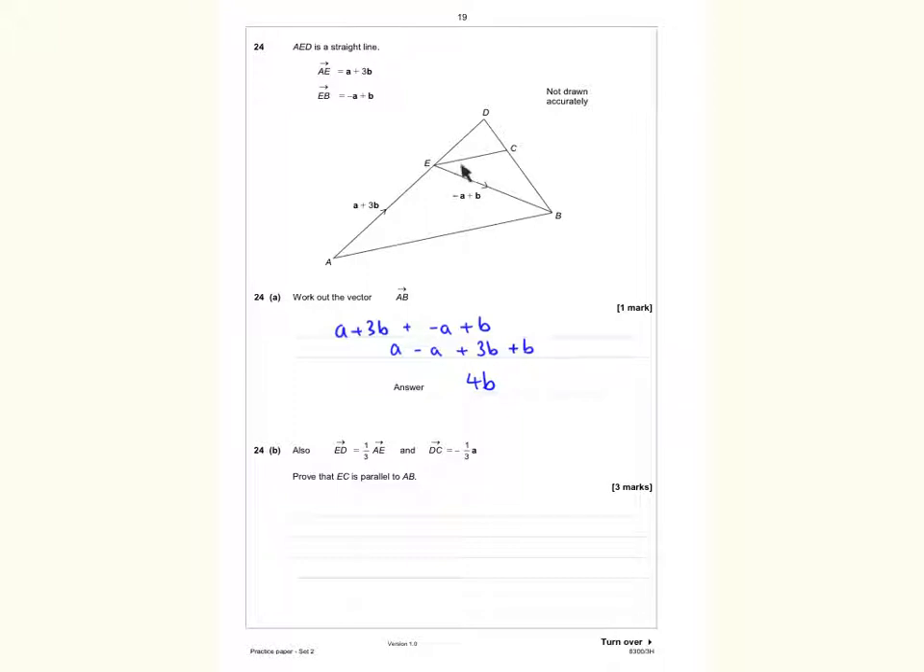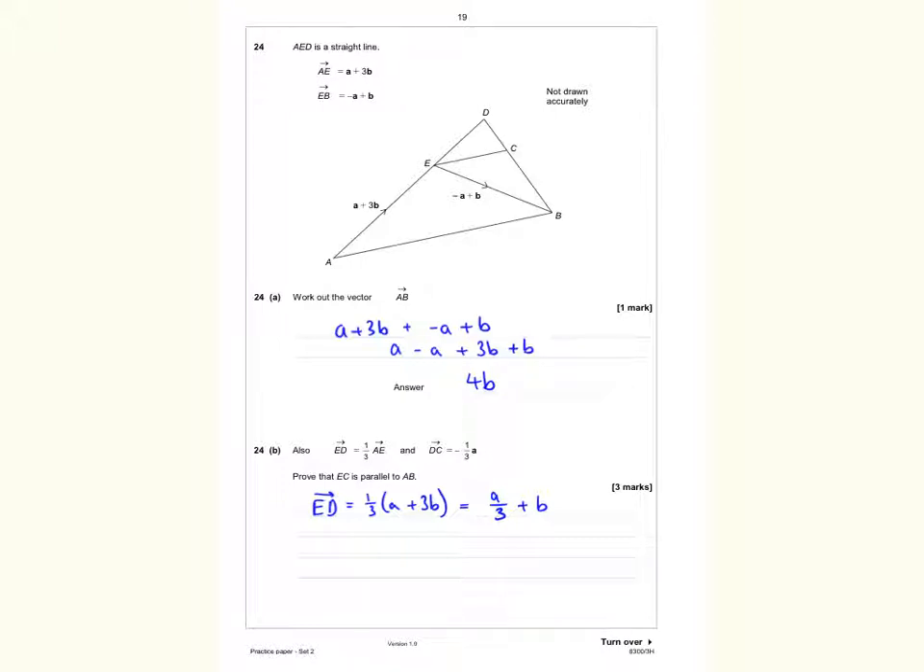I've got EC here. Now remember what we said, we're looking for paths. For EC we don't have anything here, but we've just been told what ED is, and we've also been told what DC is. So this is another path to take us from E to C. We're going to go that way and then add it to that. So ED is a third of AE, so a third times AE. ED is equal to 1/3 times A plus 3B. I'm just going to multiply that out. So this is A over 3, and then a third of 3B is just B. Okay, so add B.